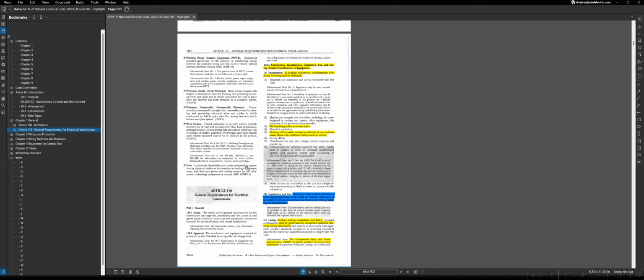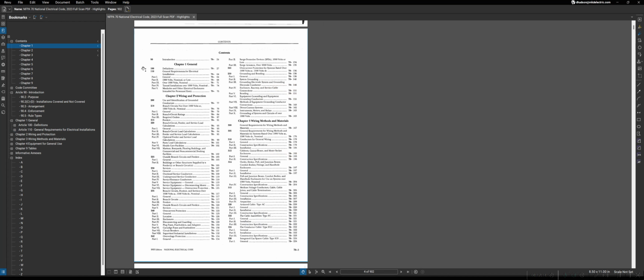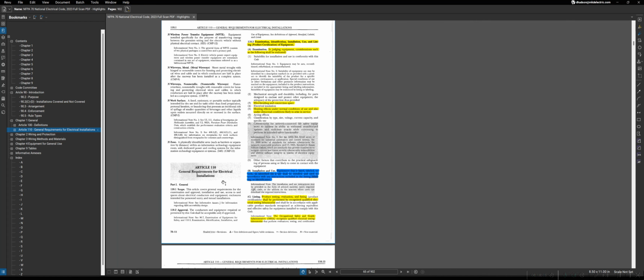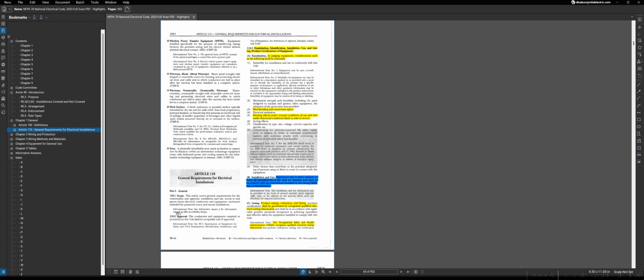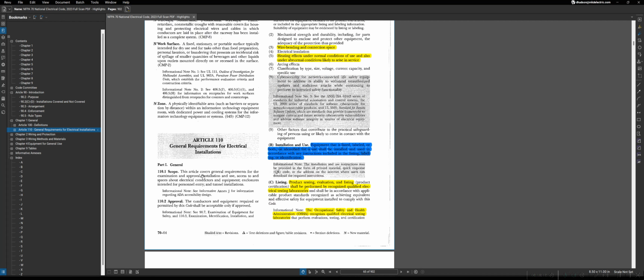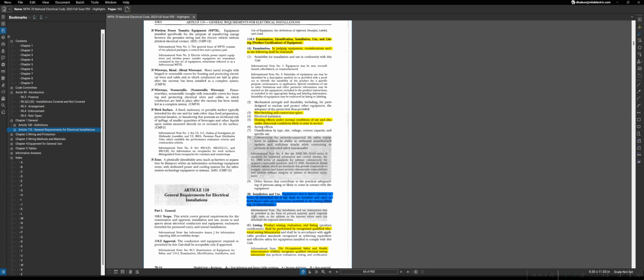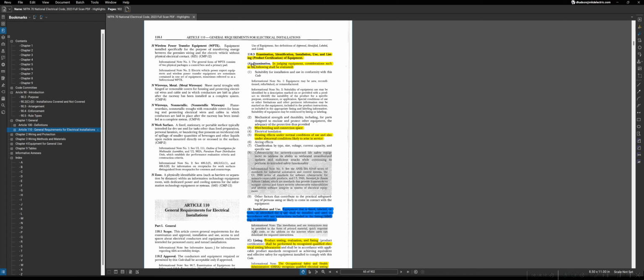So that, in essence, is again the simple breakdown of how to use and navigate the NEC. We have a top level of chapters, 1 through 9, each chapter being broken down into articles, with each article then being broken down into parts, and each article and part having sections therein. For a high-level look at that, we would have Chapter 1. Since this article begins with a 1, we know it's in Chapter 1. Article 110, Part 1, Section 110.3(B), or for instance, 110.3(A)(2).